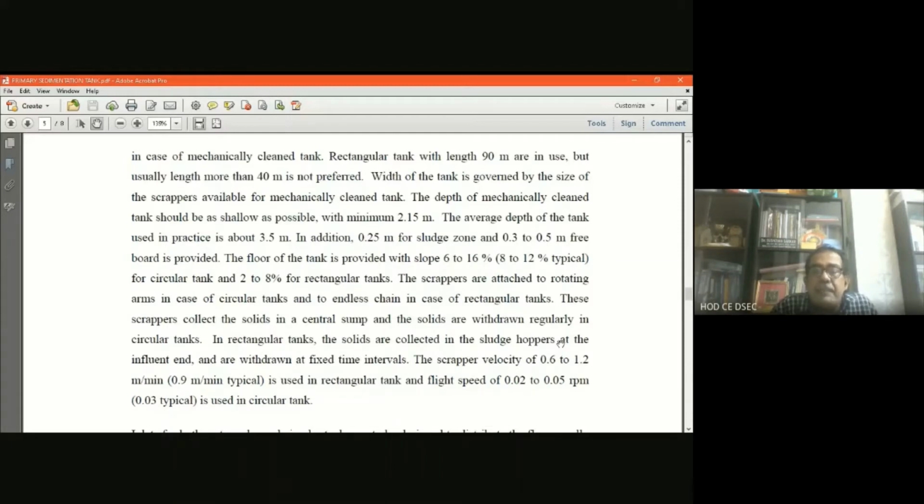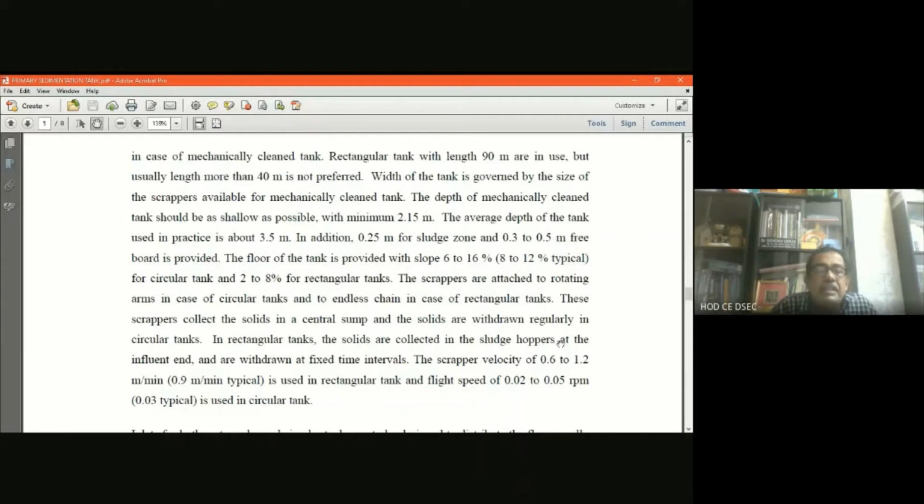Mainly, in case of circular tanks, the scrapers are attached to the rotating arms for scraping all the sludge into the bottom portion. That is, the hopper is placed at the bottom. But in case of rectangular tanks, these scrapers are attached to an endless chain, that I will show in the figure.